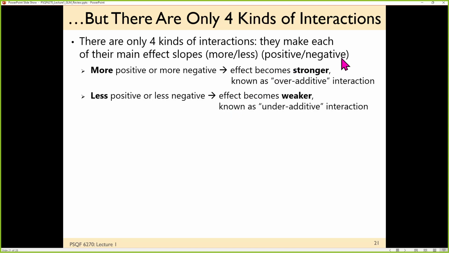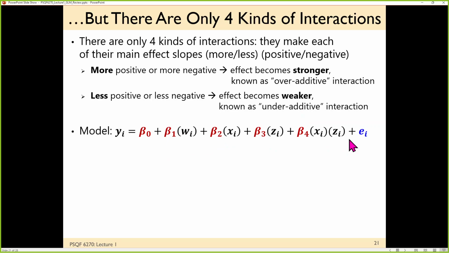Because the interaction term moderates each of its main effect slopes, we will talk about it taking one of those slopes and making it more positive, less positive, more negative, or less negative. Those are the only choices. If your answer starts with more, that is a stronger effect as the moderator increases, or what people call an over-additive interaction, where additive just means main effects all by themselves. If your answer is less something, then the effect is weaker as the moderator increases, and you have an under-additive interaction.